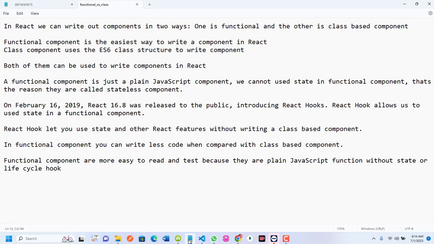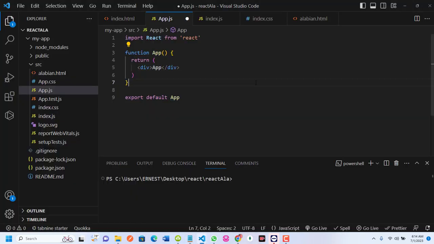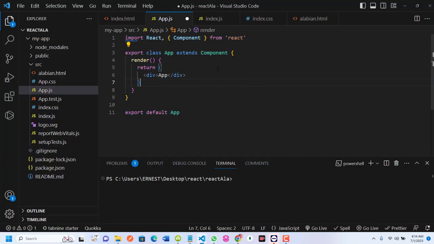Let me just open my notepad. So you can see that in React, we can write our component in two ways. One is functional and the other is class-based components. The functional component is the easiest way to write a component in React, which I've shown you earlier. A class component uses the ES6 class structure to write components. You agree with me that this is how we write a class in JavaScript ES6: extends, Component, and render method.